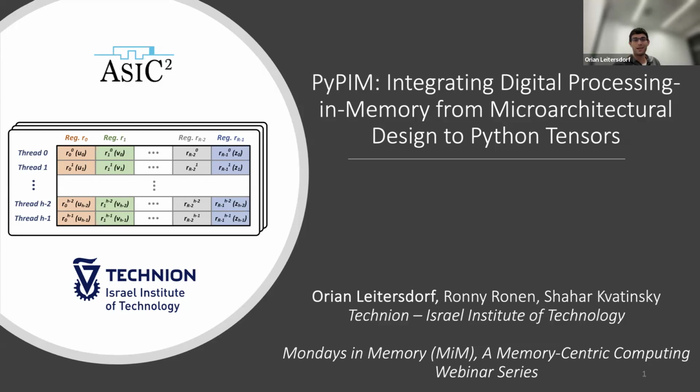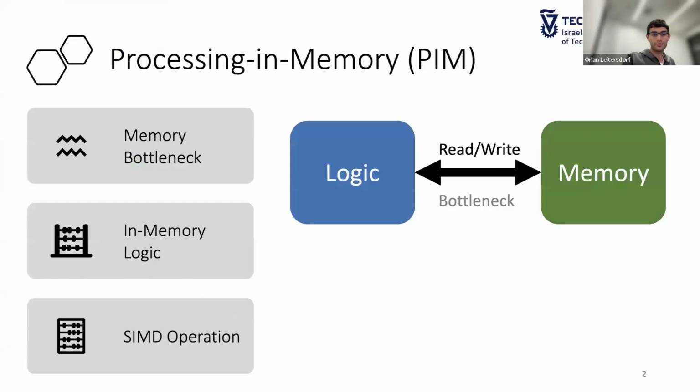called PyPIM. And the goal of PyPIM is to integrate processing and memory like we saw with Joel's presentation, but more focused on resistors, all the way from very high-level architecture, high-level Python tensors that you would used to see in stuff like PyTorch, NumPy, all the way down to the microarchitecture that we're going to have in the architecture. So without further ado, let's begin the presentation.